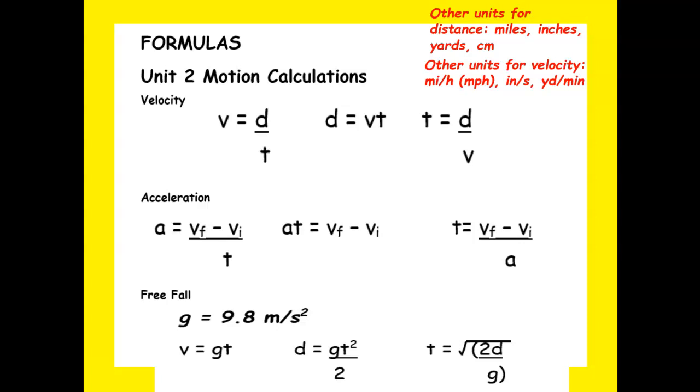Then you've got your units for velocity, which is always the units of distance over time. So miles per hour, where miles is just mi, the abbreviation, not m. m/s, remember, is meters per second. Inches per second, yards per minute. Any distance unit over a time unit can be a unit of velocity.